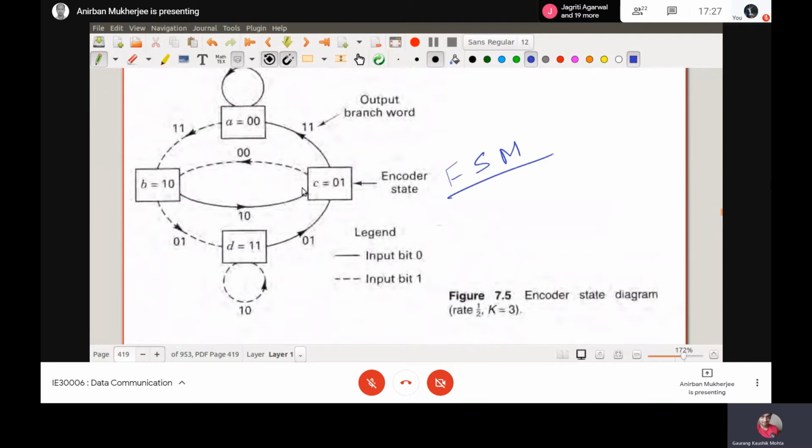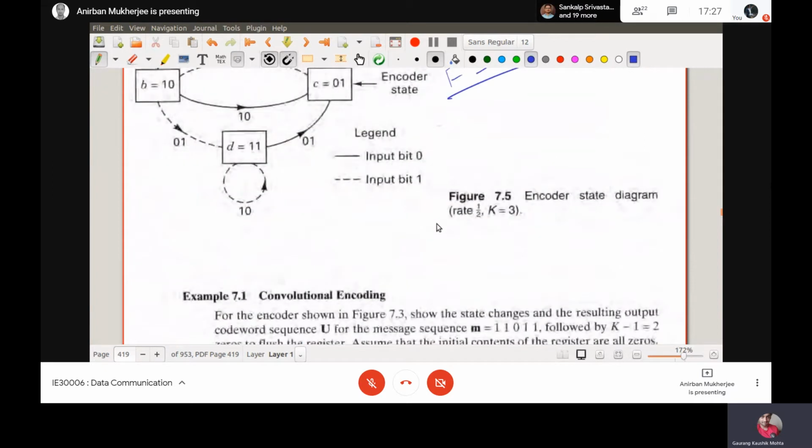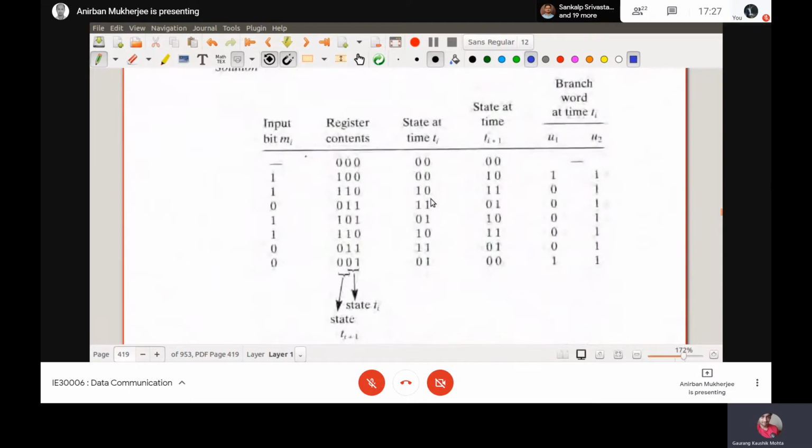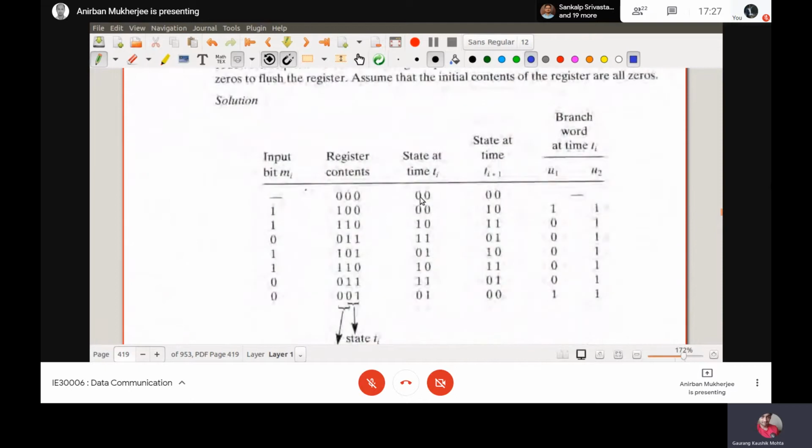There is nothing great about it, and they have represented input bit 0 and input bit 1. So you see this picture a little bit. This is the output. This is all output kind of thing. That means it is getting the output and moving to the next state. Okay, so you study that on your own.